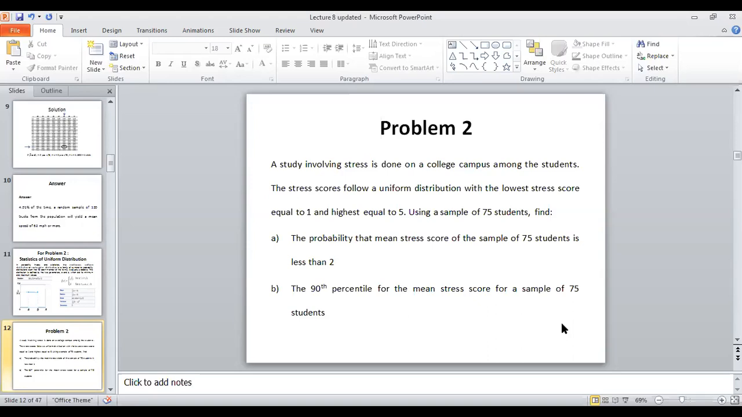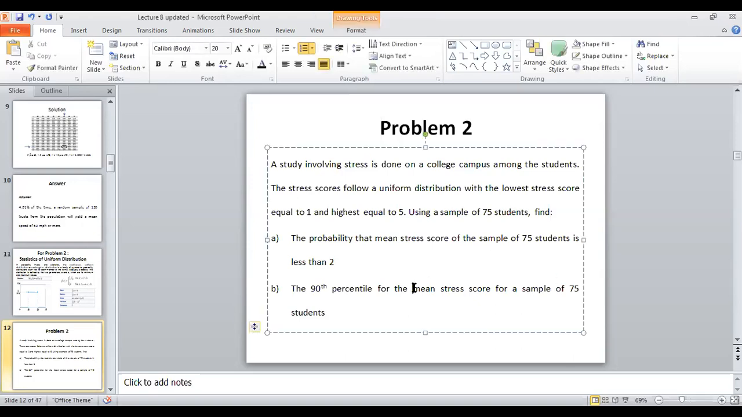Now we took a sample of 75 students from the college campus, and in that sample we have to find the probability that the mean stress score of the sample of 75 students is less than 2 in part A, and in part B you have to find the 90th percentile for the mean stress score for a sample of 75 students. This basically means that at 90% area, what would be the corresponding sample mean value. Because we have to find the mean stress score, we are definitely talking about the sample mean over here. So please be careful with these keywords. The mean stress score basically means the sample mean.